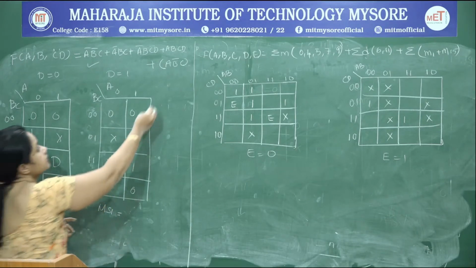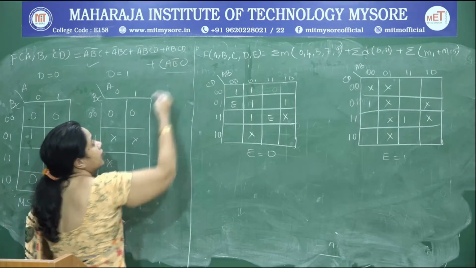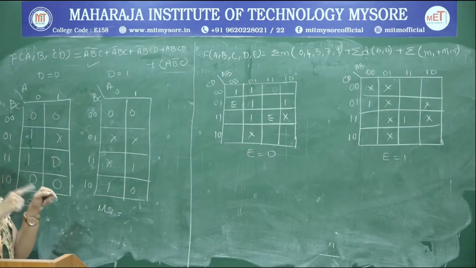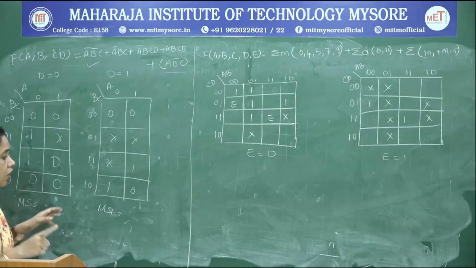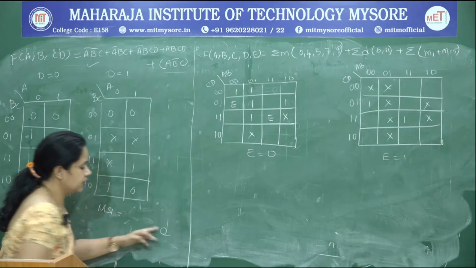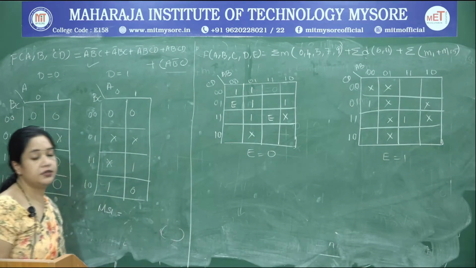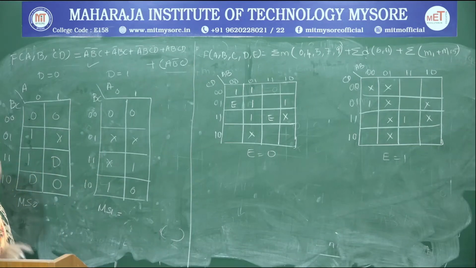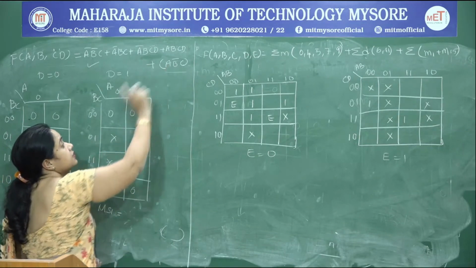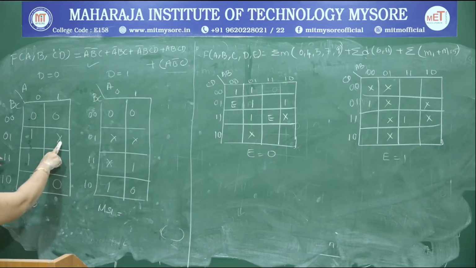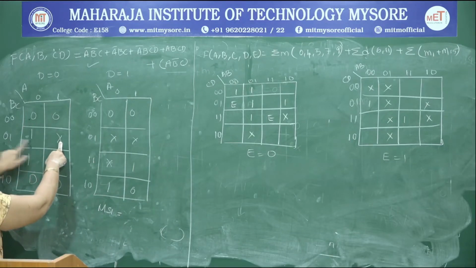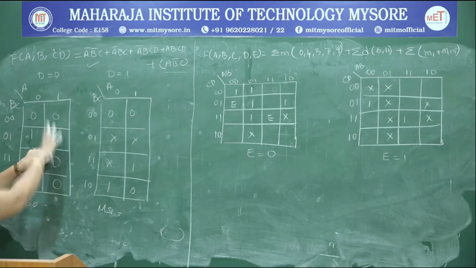And please note, this is A, B bar, C, and I have put it inside a bracket, indicating it is a don't care term. It is not necessarily always designated as D. If any literal is put inside a bracket, it indicates a don't care term. A, B bar, C is a don't care term. So, we have made the entries into the K-map.